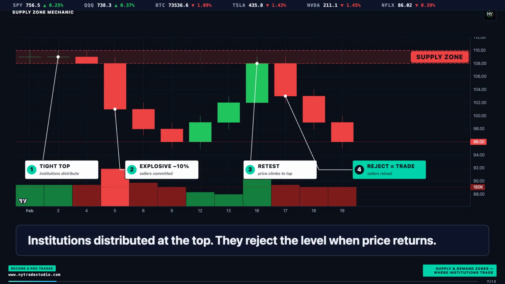Spot the tight range, wait for the move, anticipate the retest, and trade the defense. One mechanic, two directions. Master this one pattern, and you'll cover 90% of institutional setups. Learn it, drill it, and you'll see it every single trading week.